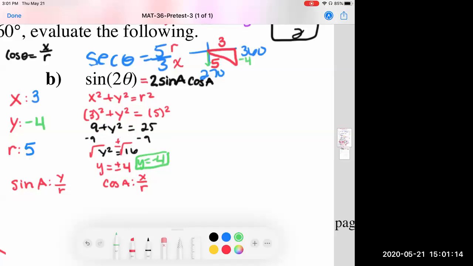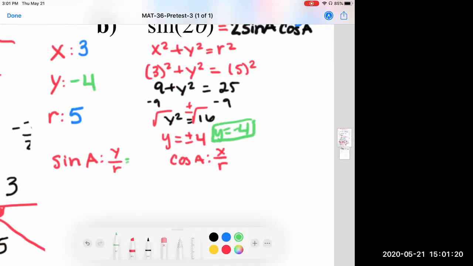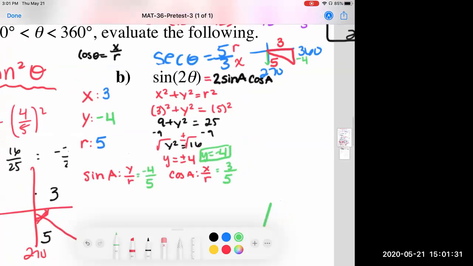All right, now I have to fill these pieces in at the bottom. Sine is y over r. Y is -4 over 5. Cosine is x over r. X is 3 over 5. This is the hard part. Are you okay with setting this up? Now, in your exam, I do give you a hint. I say, make sure to find x, y, and r. Next, find the missing third piece by using Pythagorean theorem. Third, set up sine is equal to question mark, cosine is equal to question mark.